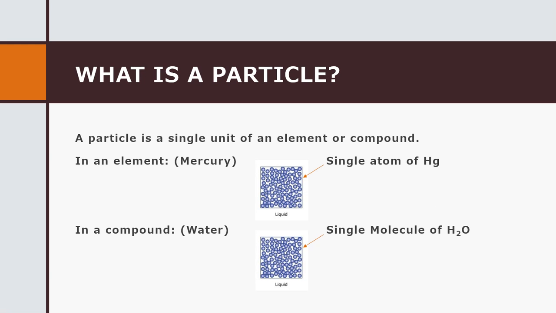So, what is a particle? Well, a particle is a single unit of an element or compound. This can be a single atom, as in mercury, or a molecule consisting of more than one atom, as in water.